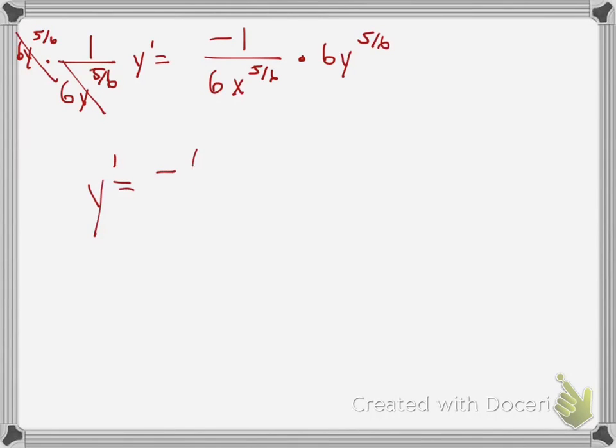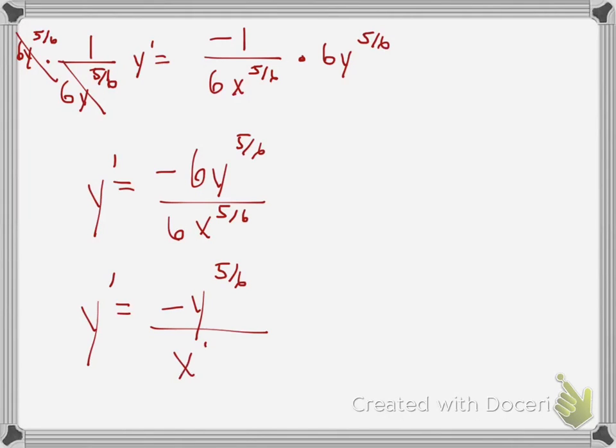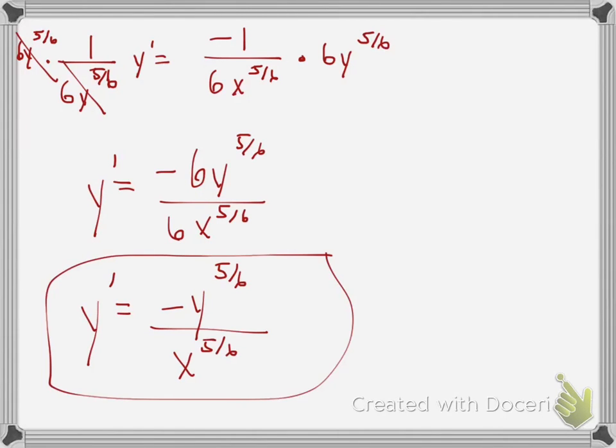So y prime should be equal to, now when you multiply this right side out, remember, you're just going to multiply the tops of your fractions together, multiply the bottoms of your fractions. So negative 1 times the 6y to the 5/6, all over 6 times x to the 5/6. And then simplify that one more step. You can divide the negative 6 and the 6. So you end up getting a negative y to the 5/6 all over x to the 5/6, which you're done then.